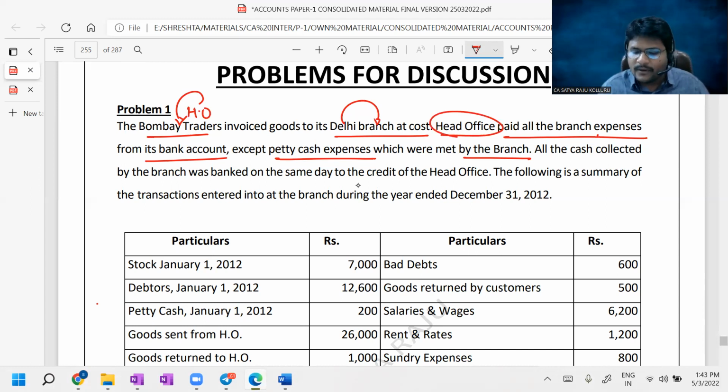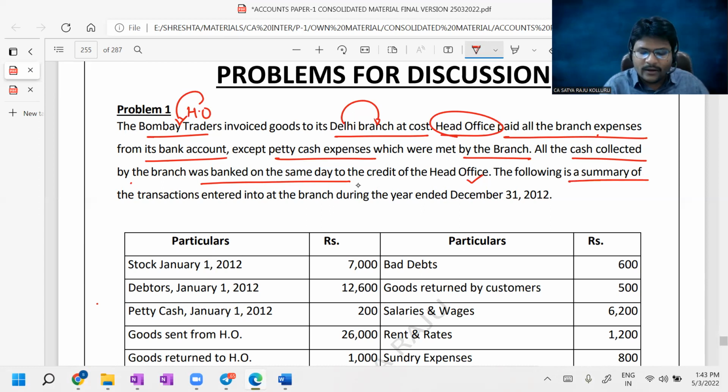office itself. All the cash collected by the branch was banked on the same day to the credit of the head office. So this term itself is clearly and indirectly telling us the branch is a dependent branch. Whatever sales they made, either cash sales or cash collected from the debtors, they ultimately present to the head office on the same day.